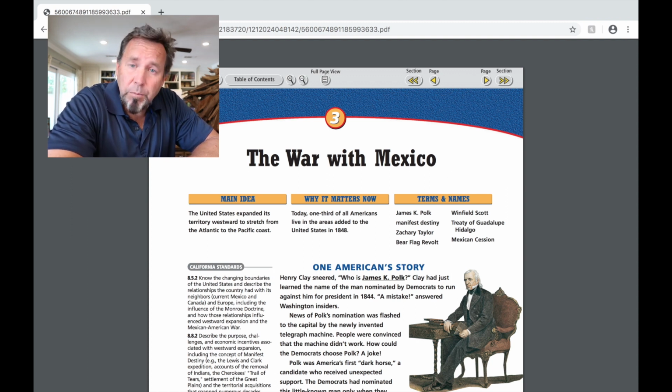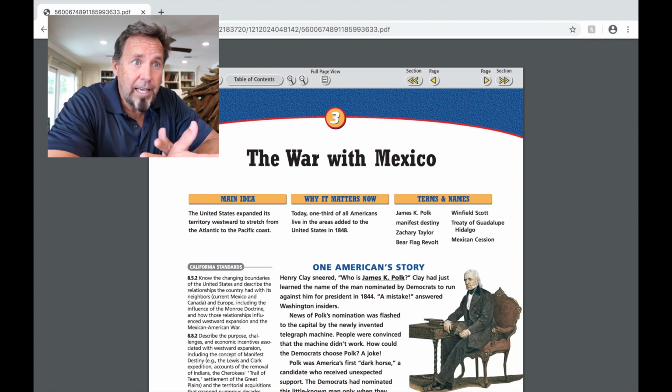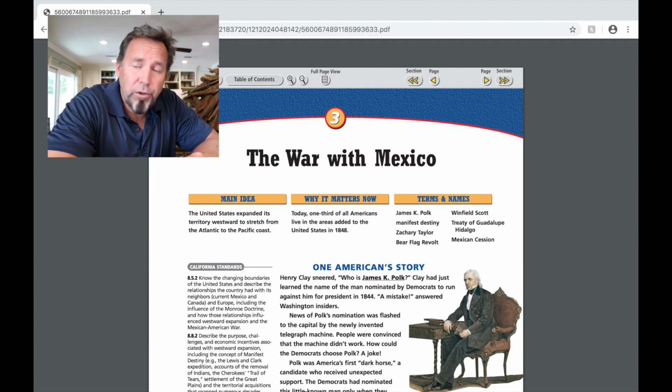In other words, they thought somebody else was going to win, and then some things happened, and they couldn't get enough support for that person at the convention, and so they nominate someone who wasn't considered a candidate until the convention, and James K. Polk was one of those candidates.